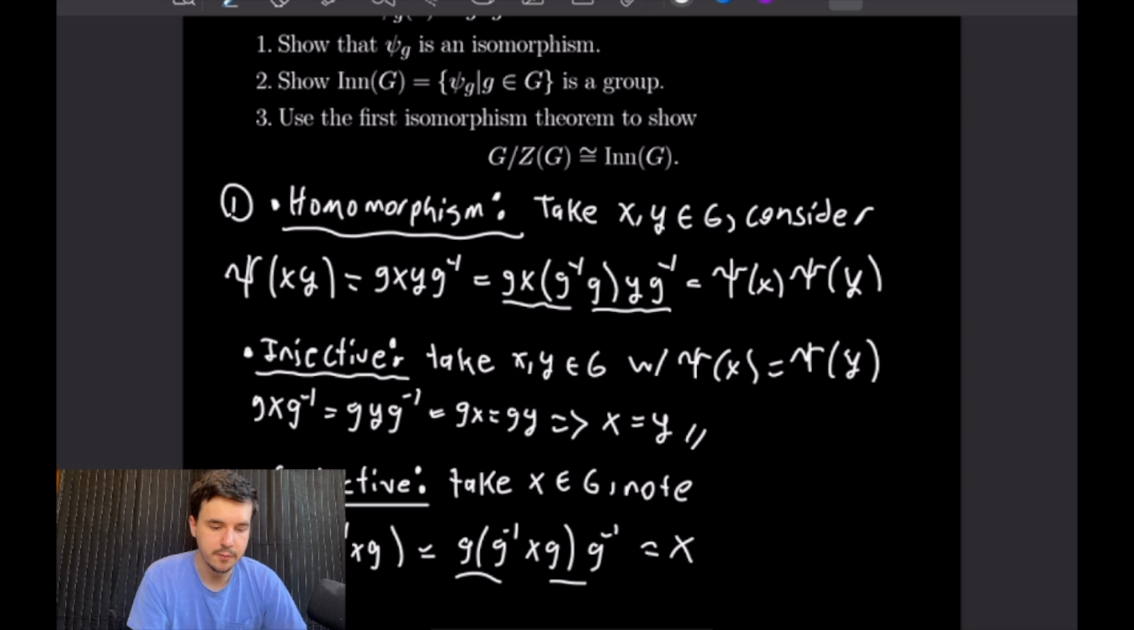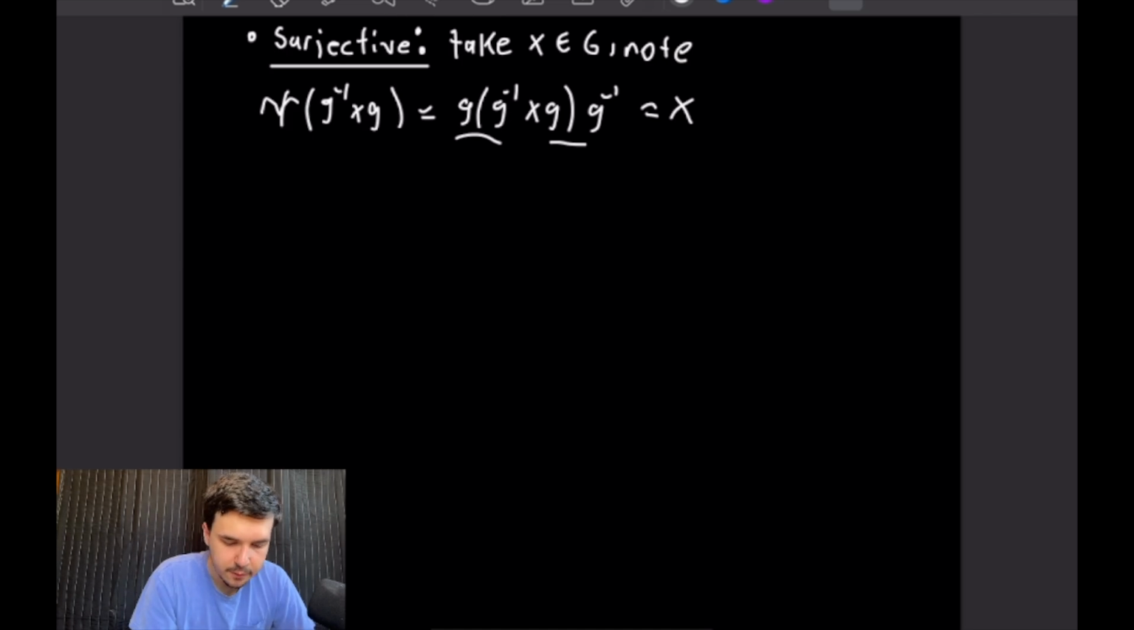is in fact an isomorphism. So let's go ahead and move on to our second proof, which is to show that the inner automorphism group of G is in fact a group. Great. And so the proof of the fact that this is a group is going to be fairly straightforward.